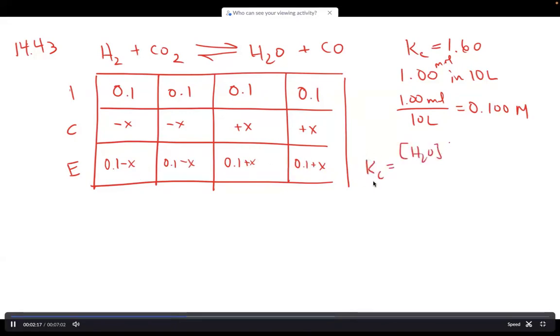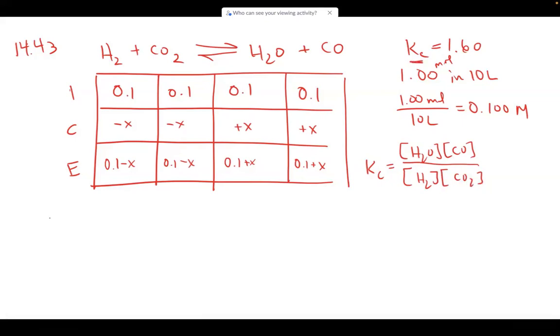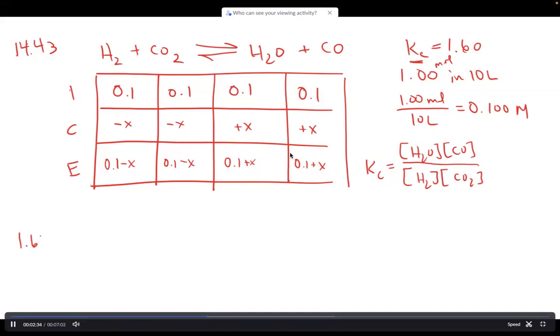Now we want to write our equilibrium expression for this reaction and plug in what we know for each of these equilibrium concentrations. The equilibrium constant always equals products over reactants. So the concentration of water times the concentration of carbon monoxide, divided by the concentration of hydrogen times the concentration of carbon dioxide. We know the equilibrium constant, so we set everything up: 0.1 plus X times 0.1 plus X for both of our products, divided by 0.1 minus X times 0.1 minus X for both of our reactants.